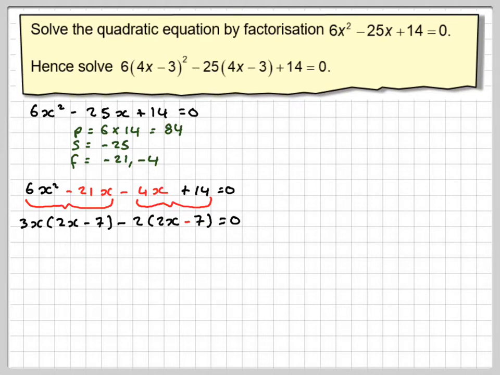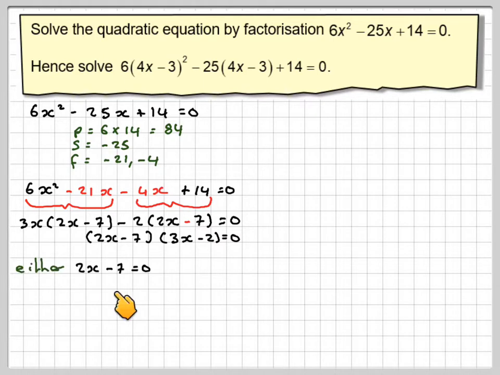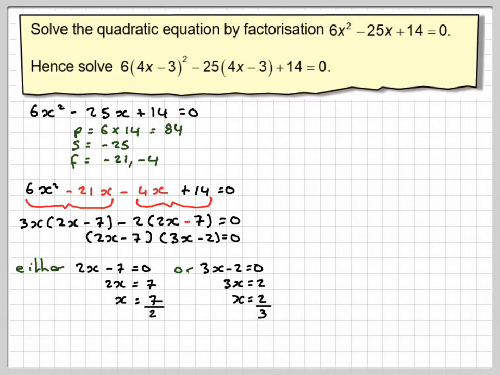Now, if you do this process, these two things should always be the same, so they can now come out as a common factor. So we now get (2x minus 7) times (3x minus 2) is equal to 0. Now we can say either 2x minus 7 is equal to 0, 2x is equal to 7, x is 7 over 2, or 3x minus 2 is equal to 0, 3x is equal to 2, x is equal to 2 over 3. Okay, so now we've got to use that idea to solve this.